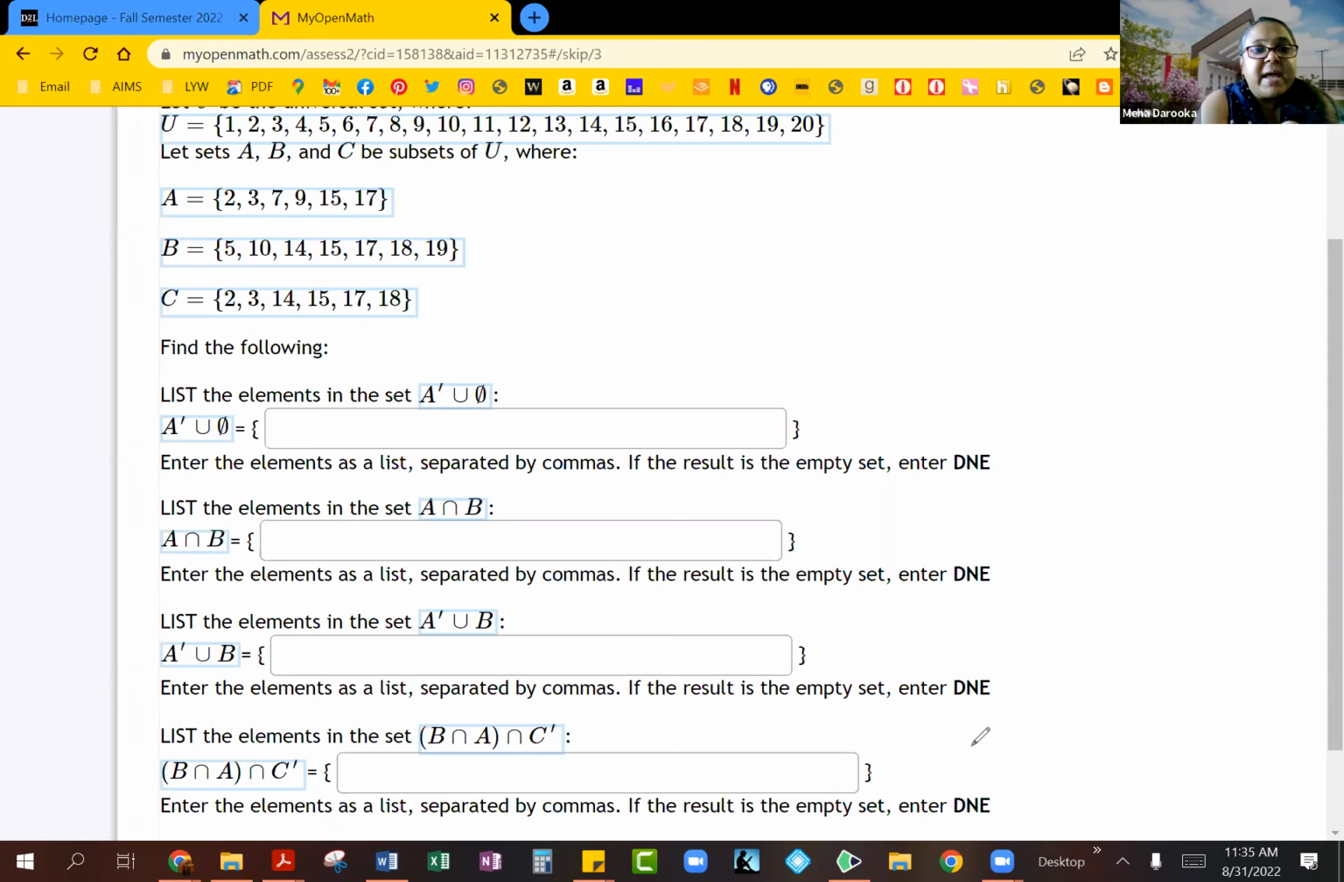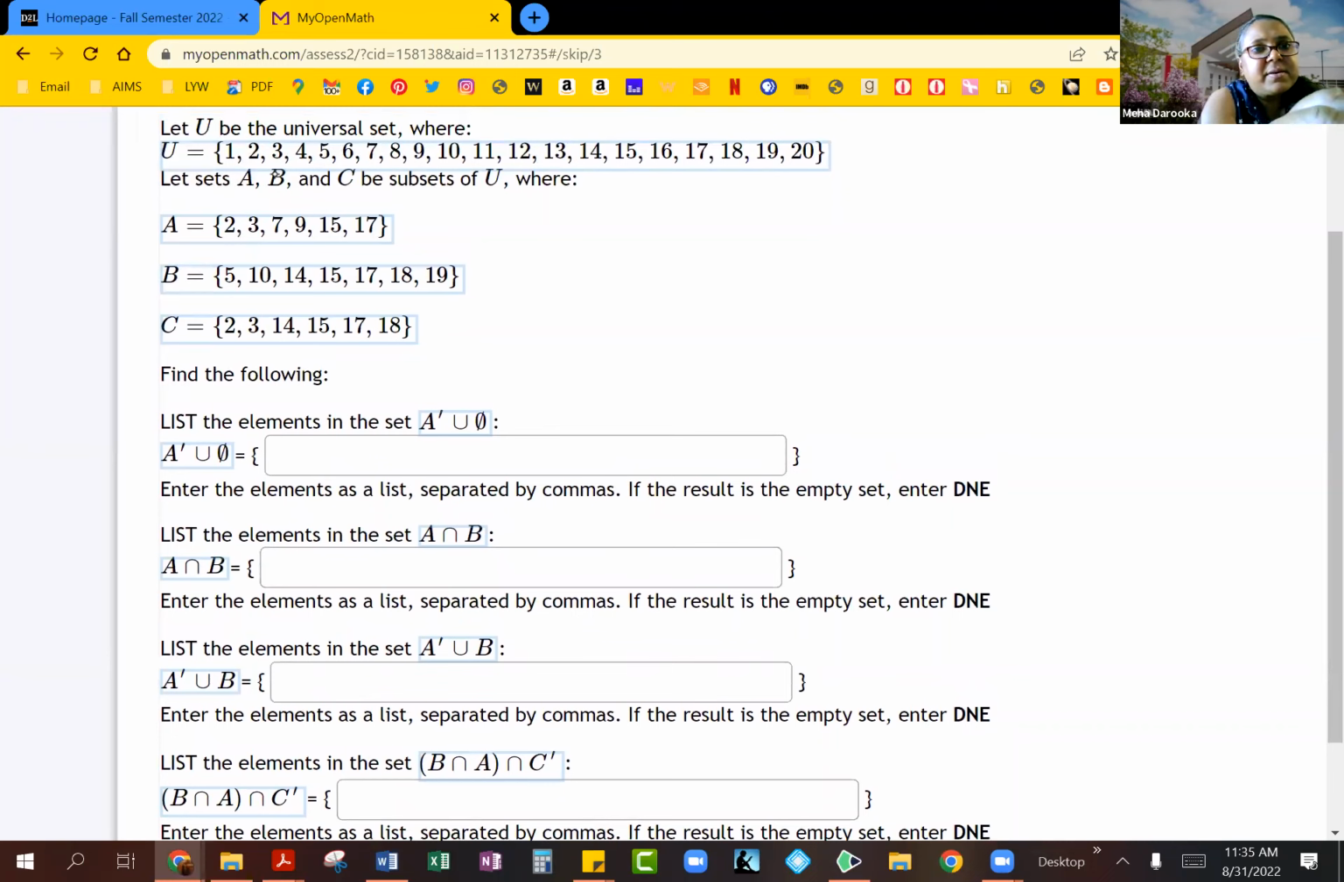Now, however, if we change this symbol from union to an intersection, so if we change this and did A complement intersected with the empty set, then this would be basically an empty set, because obviously there's going to be nothing common, like you said, between the empty set and A complement. So then this one would come out to be does not exist for this guy over here.